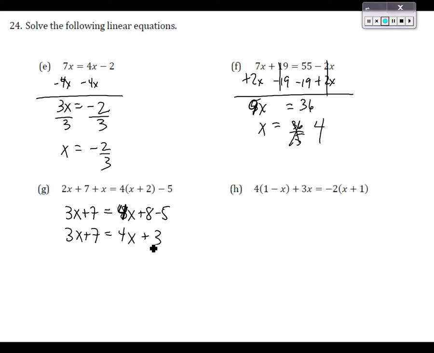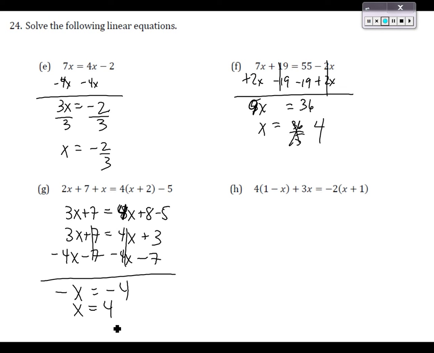Now I'm going to do the same thing, move my x's and move my constants. So moving the 4x to this side and the 7 to this side, I'm going to get negative x. This cancels, is equal to, this cancels, negative 4. Don't want to leave x negative, so I'm going to divide both sides by a negative 1. This is going to give me x equal to 4.